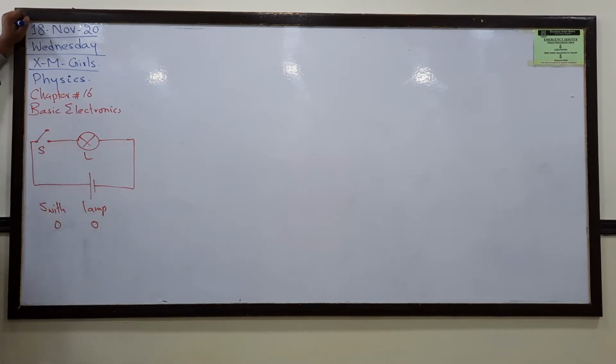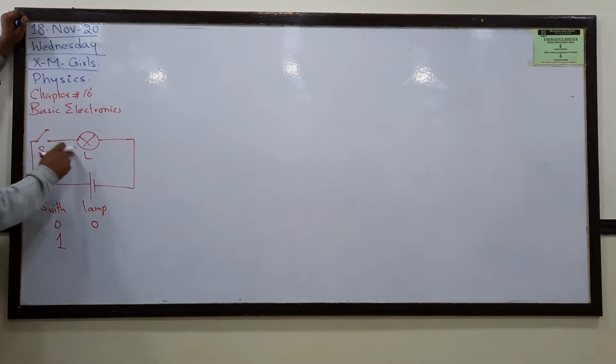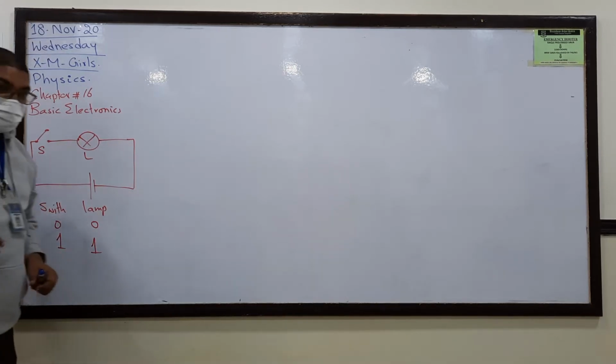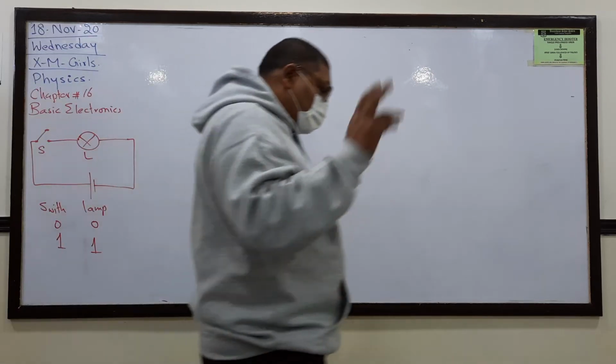If you close this switch, in English we say the switch is on. What will happen with the lamp? The lamp will also start giving out light. So the lamp will also be on. Understand? Okay. Now learn another thing.